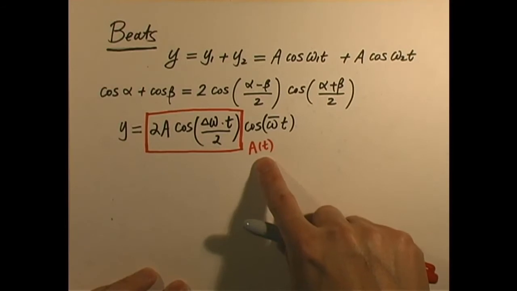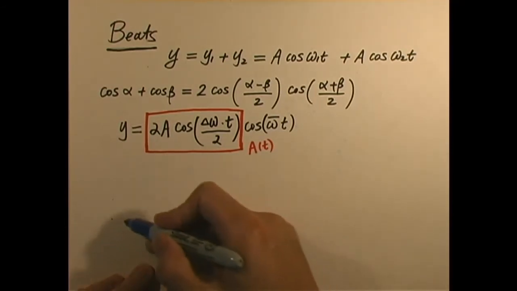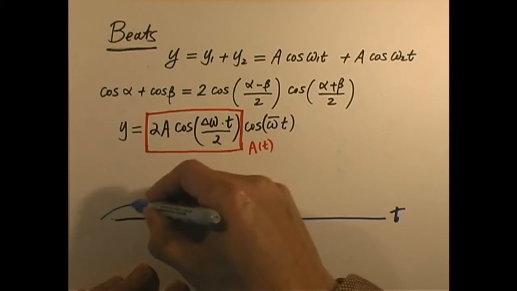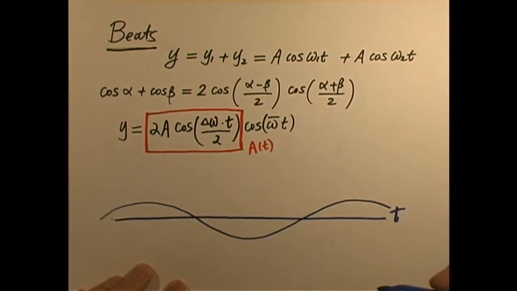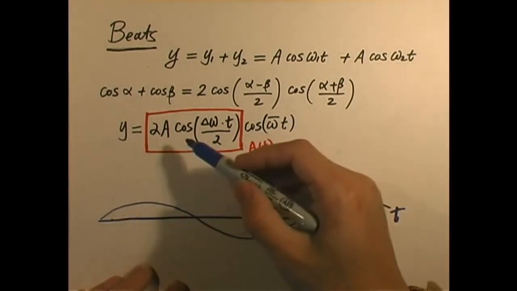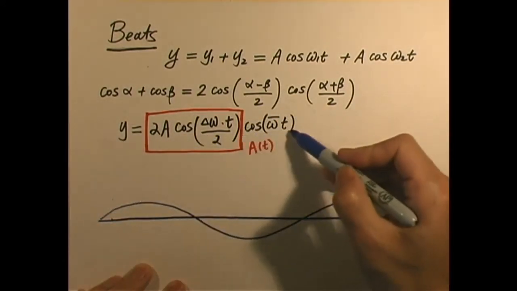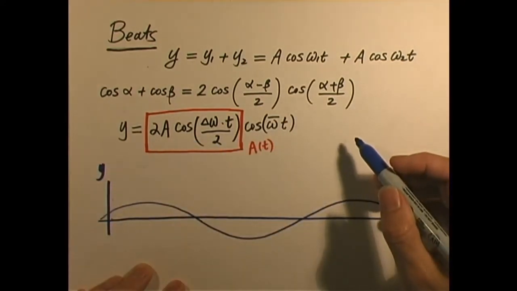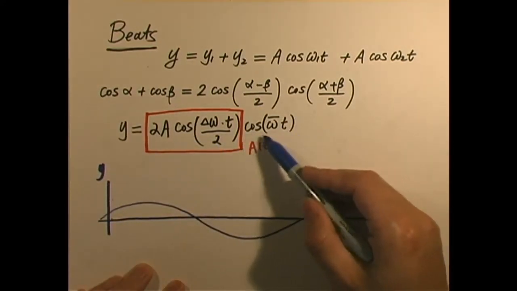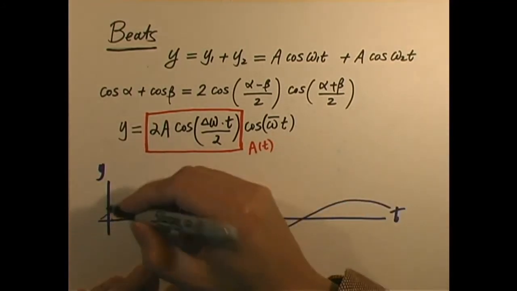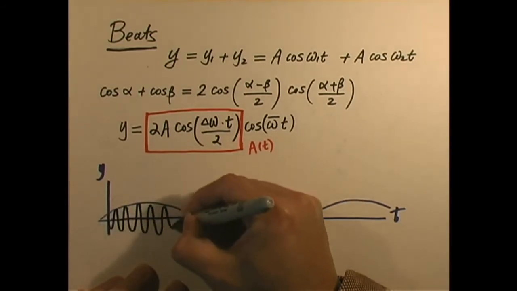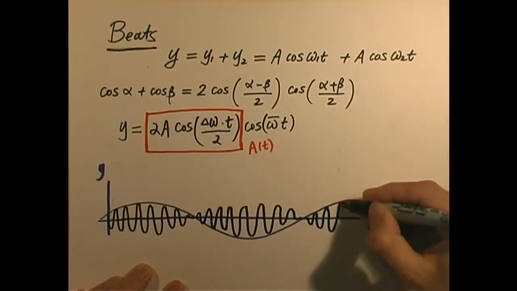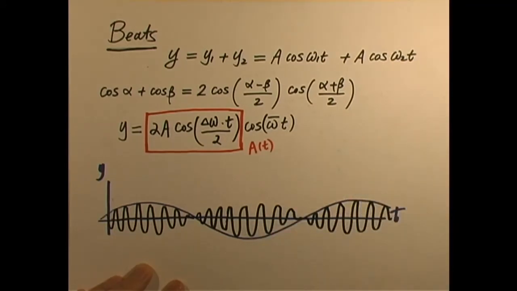Now, if we plot A(t) as a function of time, you find a slow varying function of time. Here is the t-axis. This is the slow varying function, it's like this. But of course, something's going on when the amplitude changes, and that is, there is a cosine function. So the actual oscillation, this is y, would be the product of the amplitude and this cosine function. This cosine function varies a lot faster, so you have something like this. Something like this. All right.